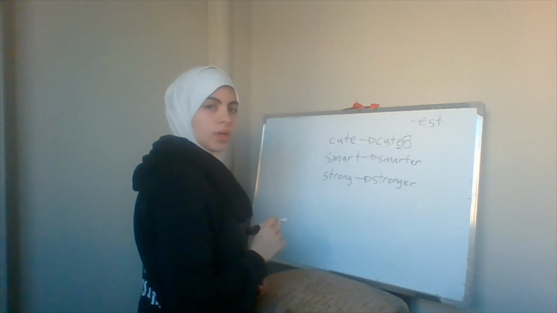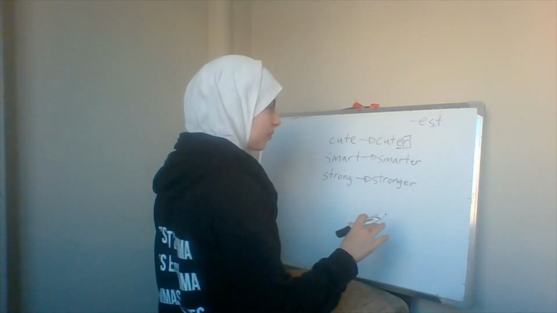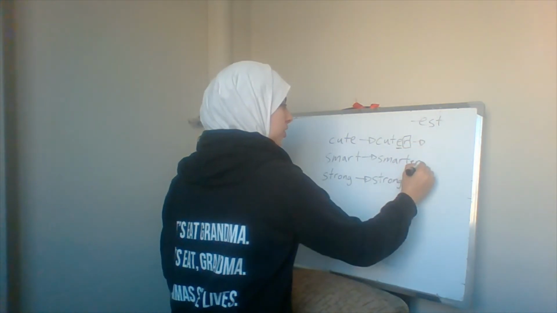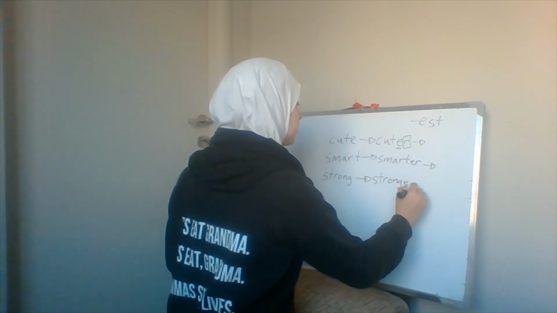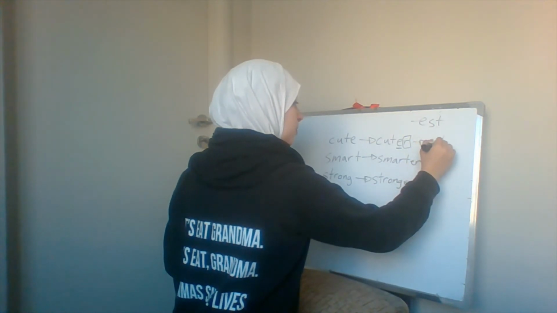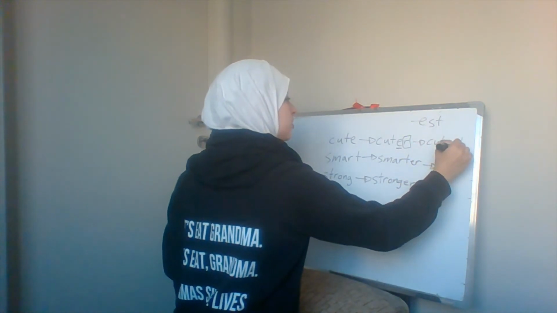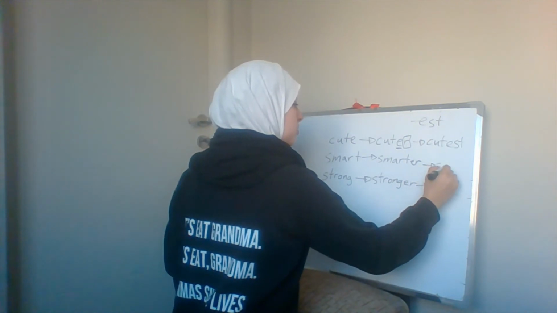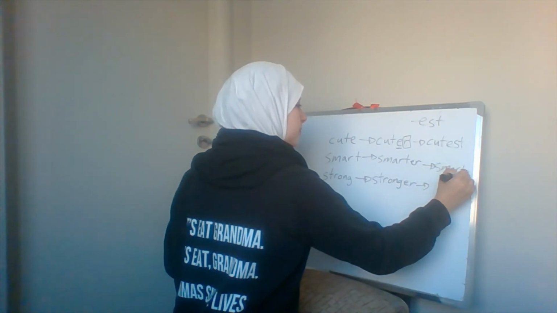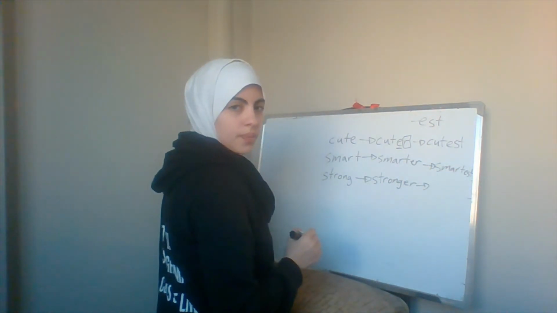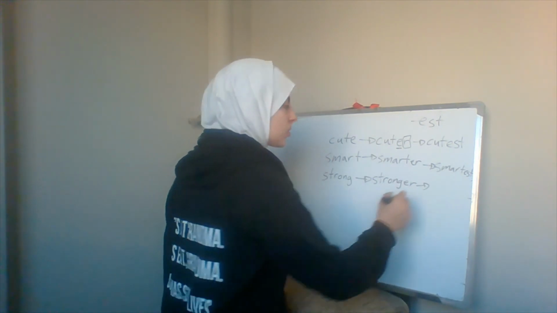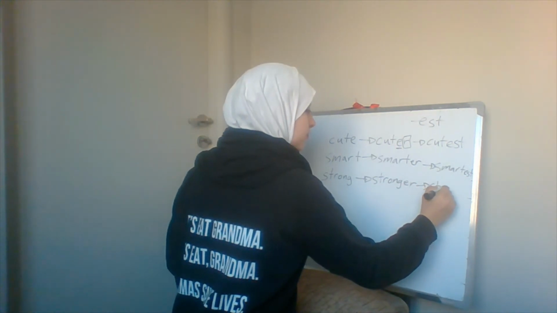Okay. If we want to form the superlative adjective, we add est. Okay, so it's going to be exactly the same. Let's just write it here. Okay, you see it? Cutest, smartest. Okay. Last one, strongest.